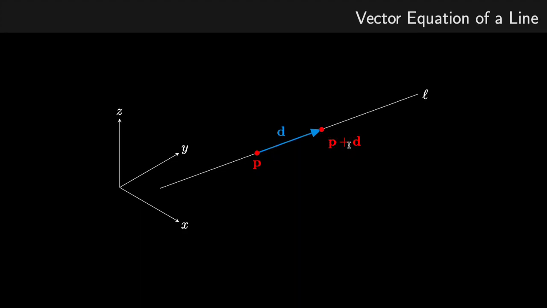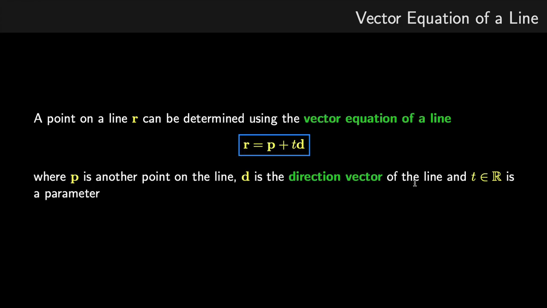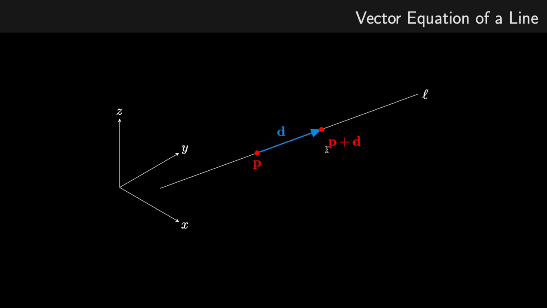This is where our parameter t comes in. If I go back to the previous slide, if our parameter t was 1, we'd just get P plus D, so that's the position of another point on the line. If our parameter t was 2, we'd have this point: starting at P, we add on 2 lots of our direction vector D, so this gives us another point on the line.